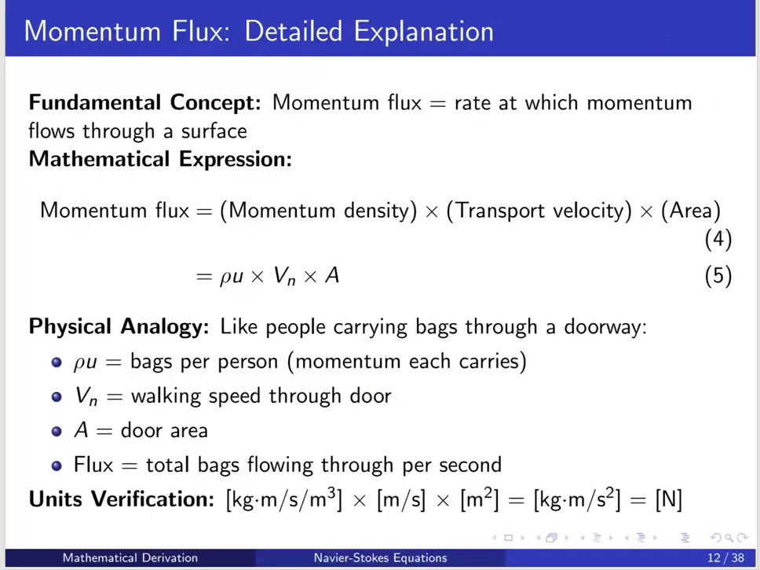Now a physical analogy. If you compare with physical things, it is like people carrying bags through a doorway. The ρu is nothing but bags per person, that is the momentum each carries. Now Vn is the walking speed through the door, so the man's walking speed, and A is the door area. So flux will be the total bags flowing through per second. Again, if you verify the units, that is also Newton.